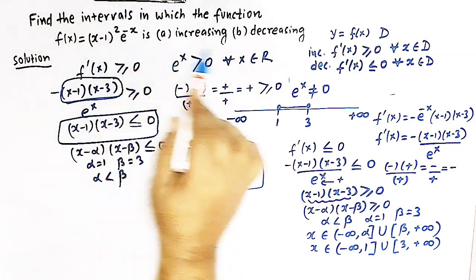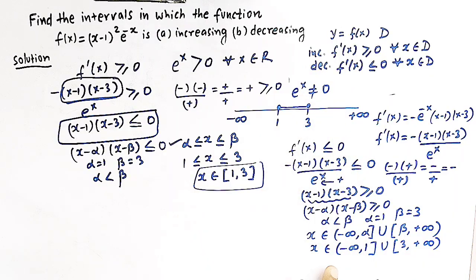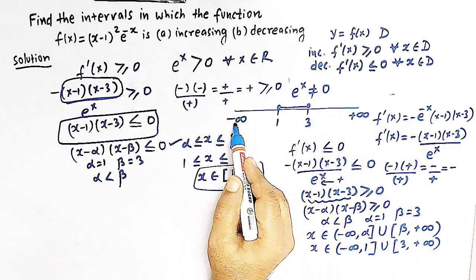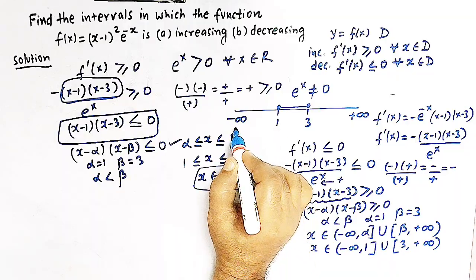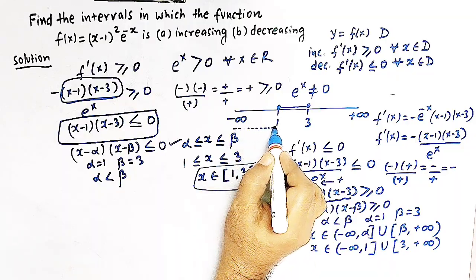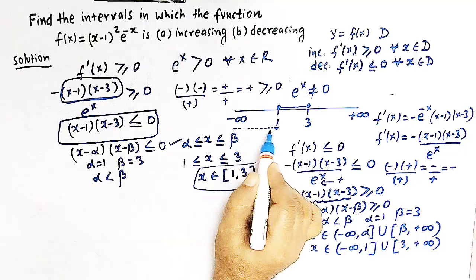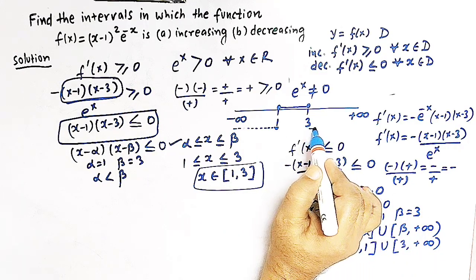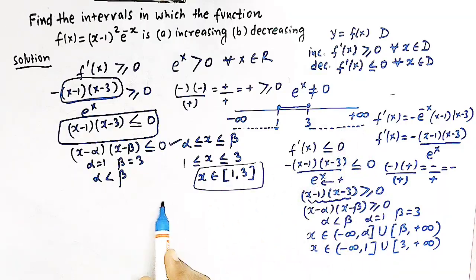So this function is a decreasing function when x belongs to minus infinity to 1, union 3 to infinity, and here we can represent this interval on this real number line. So from here minus infinity to 1, right? So here we have this region, right? So minus infinity to 1, and then we have 3 to infinity. So from here 3 to infinity, right?